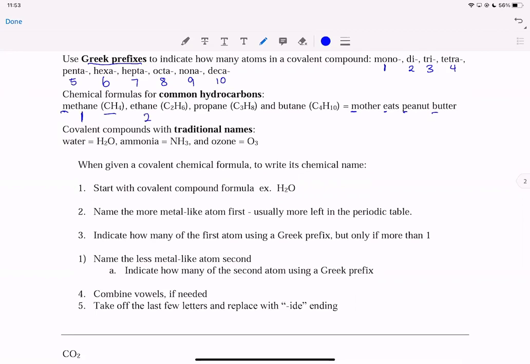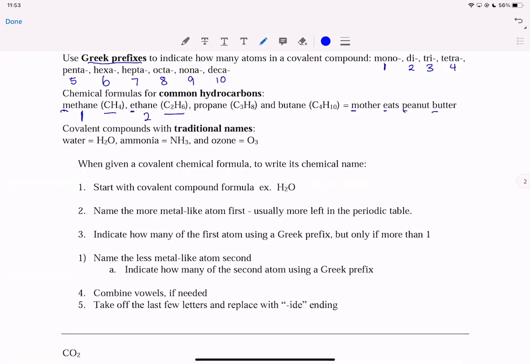This is 2 carbons, that's the E in eats, that's ethane, that's C2H6. Peanut butter, that's 3. So that's the 3 in C3H8. And that's the name propane, starts with a P. And then butter is the B, that's butane, which is 4th. And so that's the chemical formula C4H10.